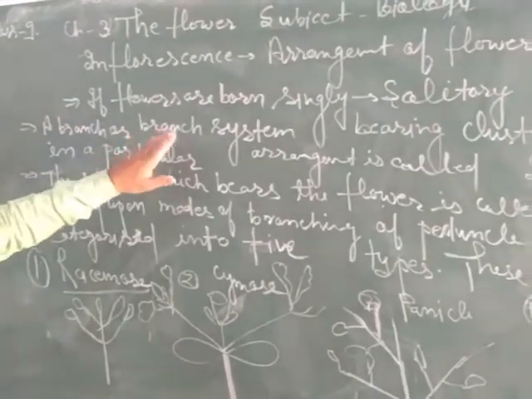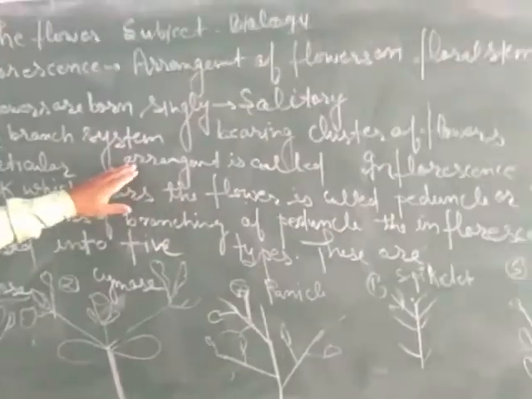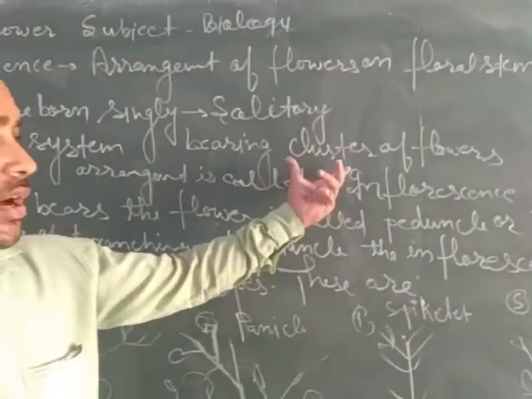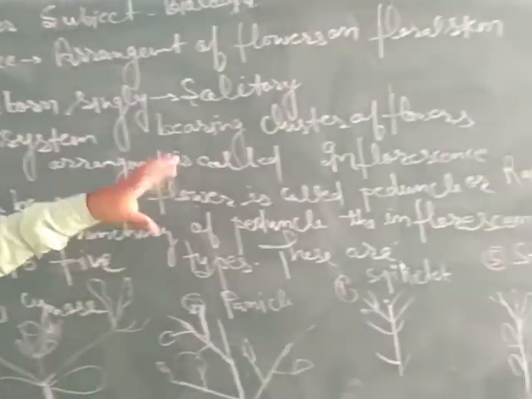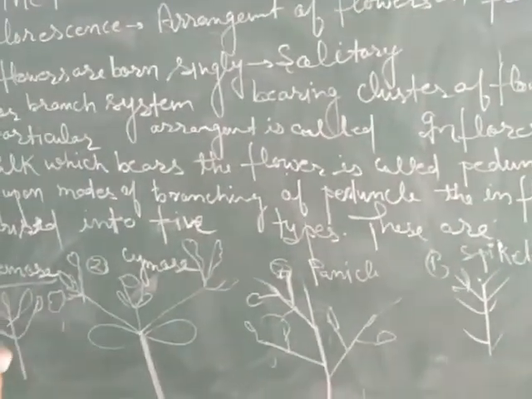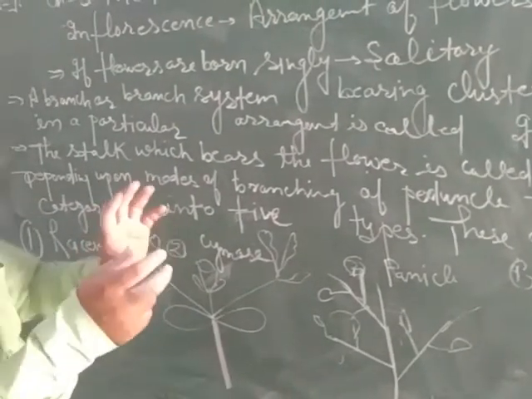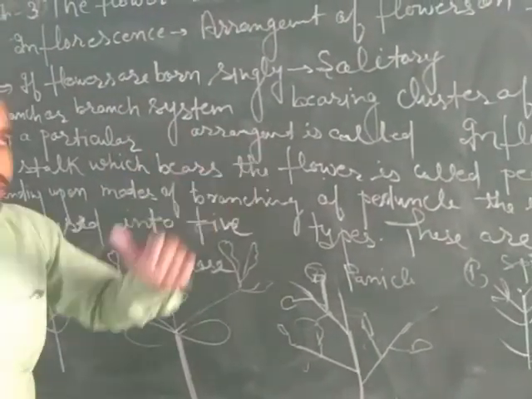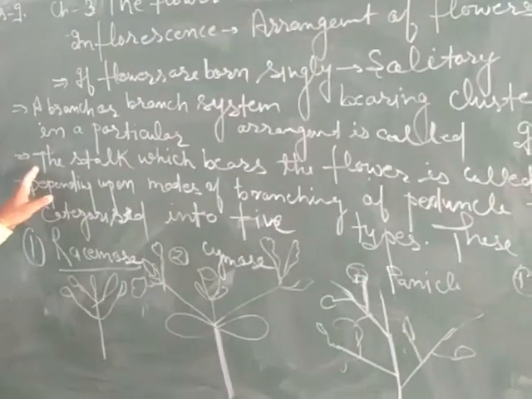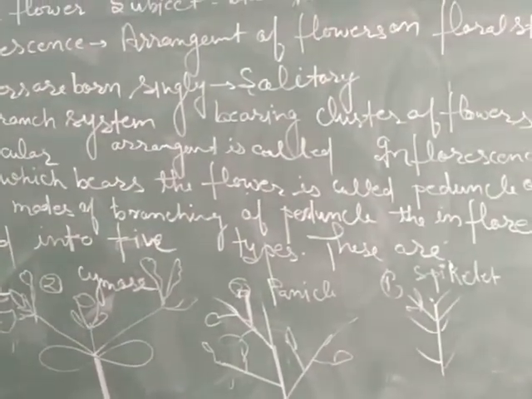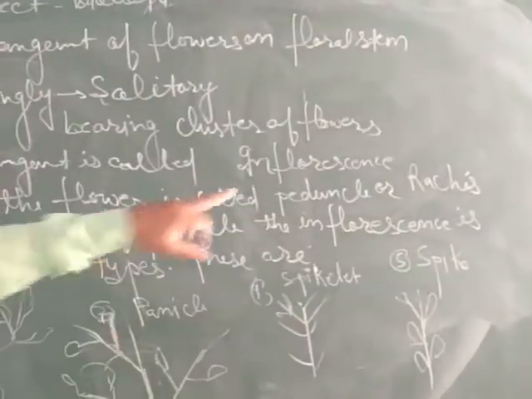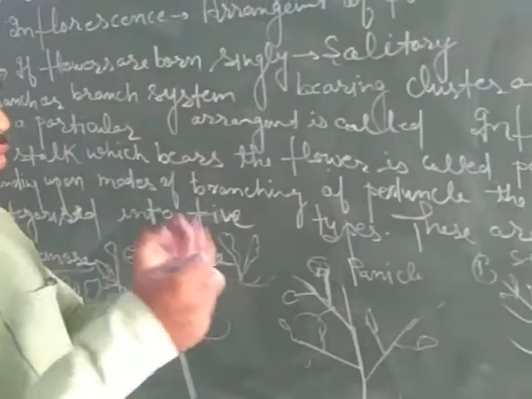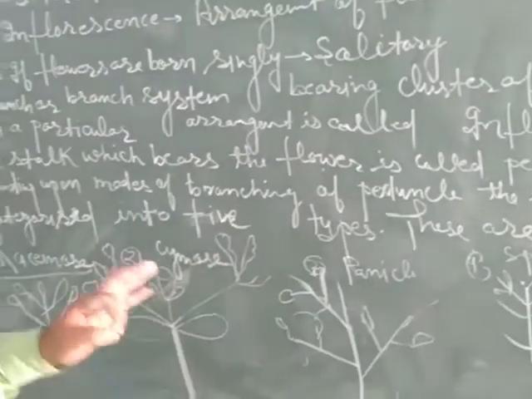A branch or branch system bearing a cluster of flowers, guchha, a cluster of flowers in a particular arrangement, is called inflorescence. When clusters of flowers are arranged in different ways on the branches, this situation is called inflorescence. The stalk which bears the flower is called peduncle or rachis, meaning the stem on which flowers are attached. This is called peduncle or rachis.